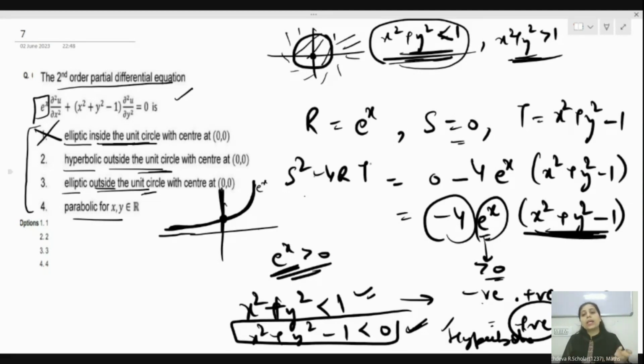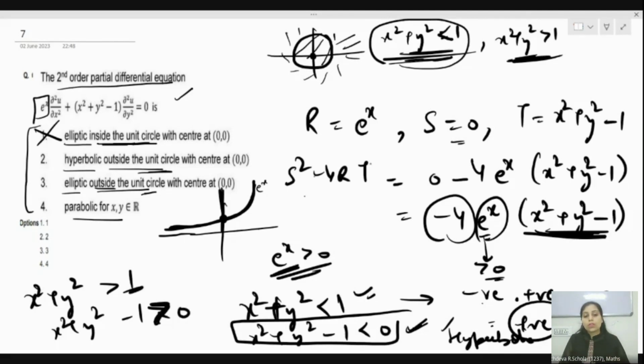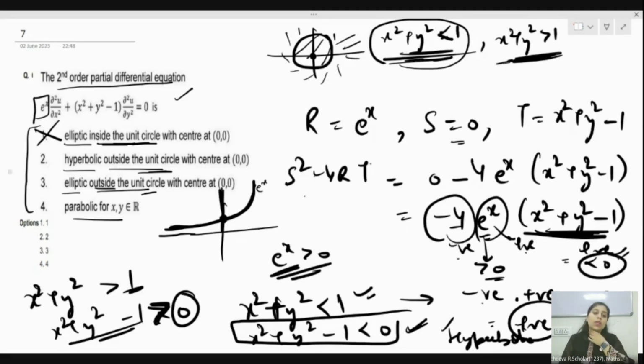So let's take the outside of the unit circle. Outside of the unit circle is x square plus y square greater than 1. This will give you x square plus y square minus 1 greater than 0. So now this is positive, this is also positive, and this is negative. Negative, positive, positive, that means negative, less than 0. So outside the unit circle, it must be elliptic. So elliptic outside the unit circle is the correct option. This will also cancel out hyperbolic.